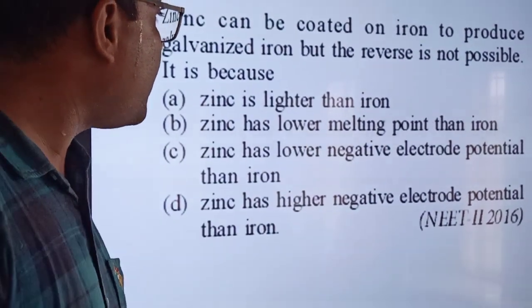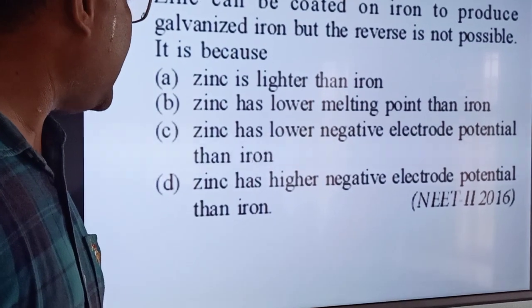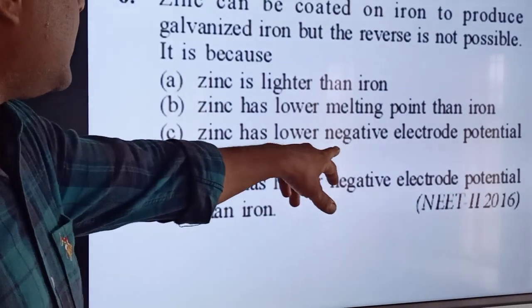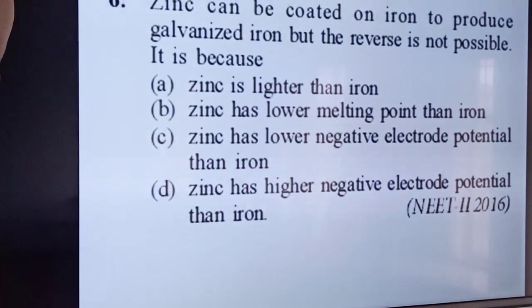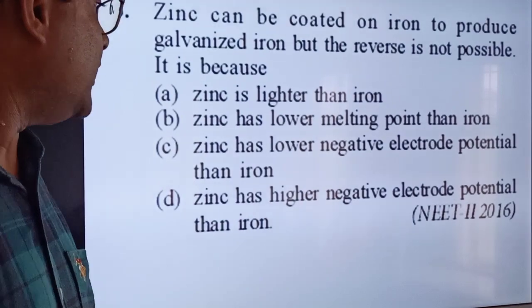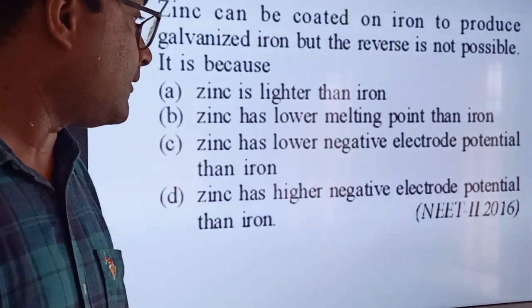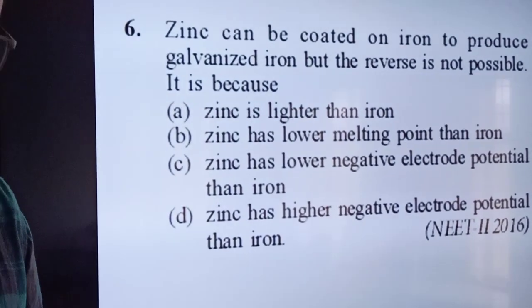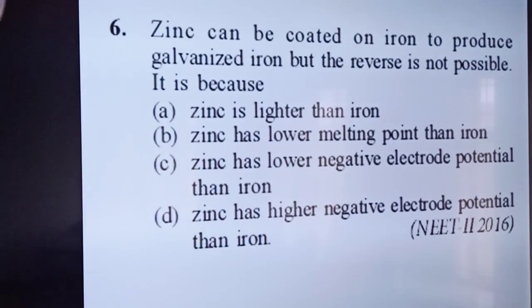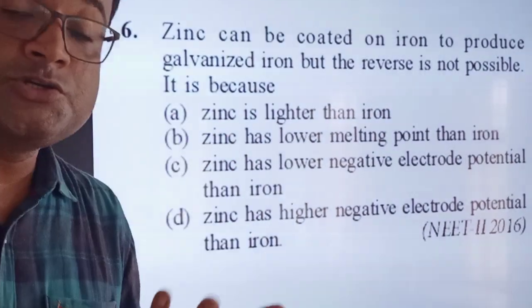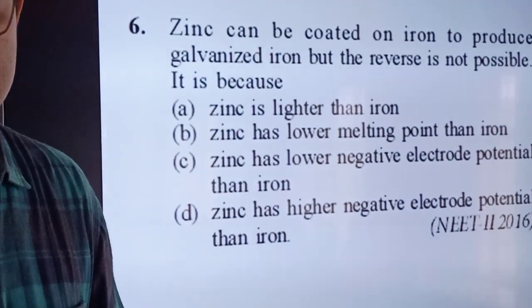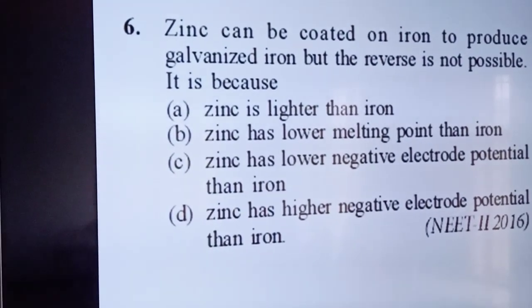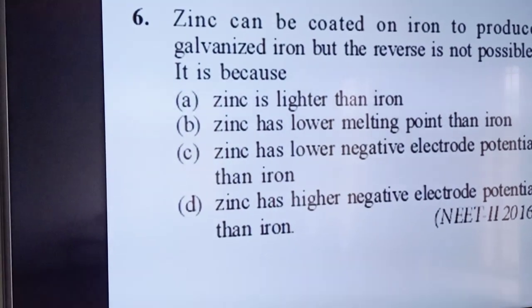Zinc has lower negative electrode potential than iron. Zinc has higher negative electrode potential than iron. It is a reasoning type, memory based question. In order to understand this type of question, one should refer to the electrochemical series. Whoever is very perfect in the electrochemical series can solve this type of question. So accordingly, we know that.